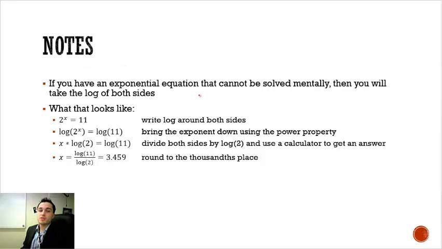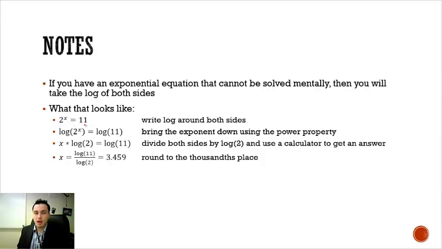If you have an exponential equation that cannot be solved mentally, and we've had a couple of those already I think, but if you can't solve it mentally because it doesn't work out nice and easy, then you will have to take the log of both sides. Kind of essentially the loop trick, but this goes into a little bit better detail about how you're actually going to figure out what that number is. So here's what I mean, what it looks like.